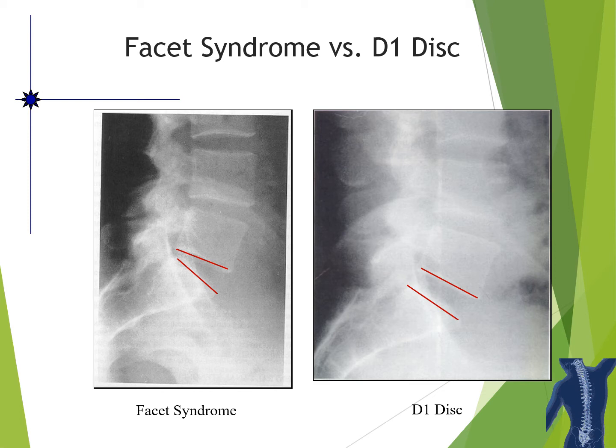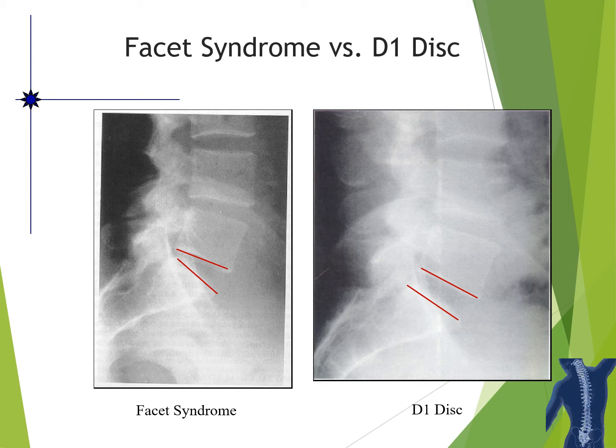Okay, what we have here are 2 X-ray pictures. The one on the left demonstrates the positioning of the lumbar spine for facet syndrome, and the one on the right demonstrates the positioning of the vertebrae for the acute lower back. With the facet syndrome, the red lines here indicate the end plates. You can see that the vertebrae is stuck in an extension position, narrowing the disc at the posterior aspect.